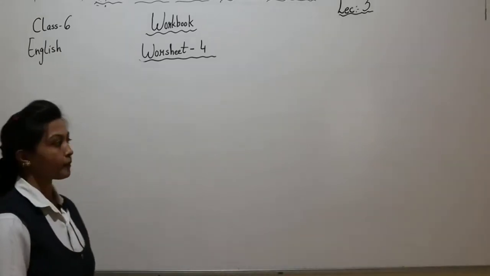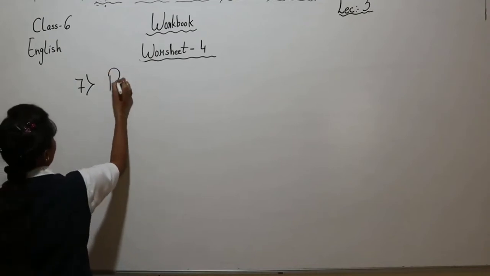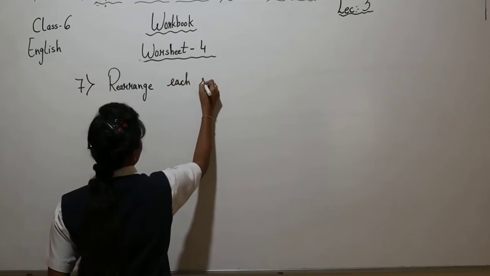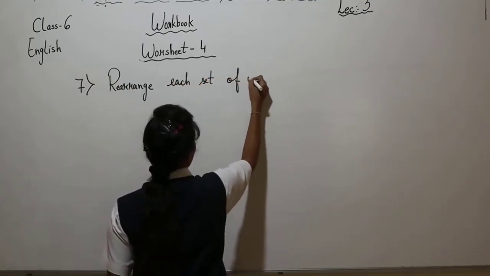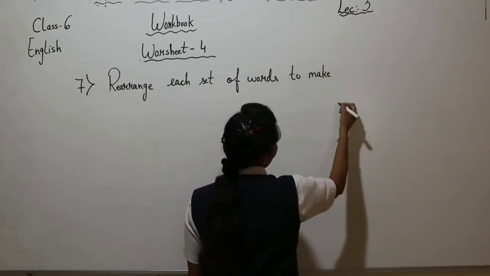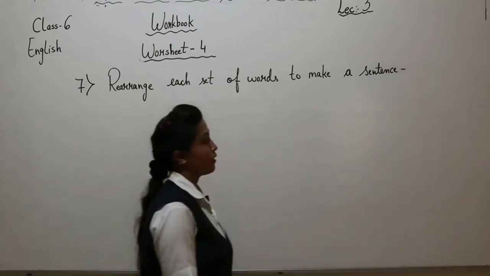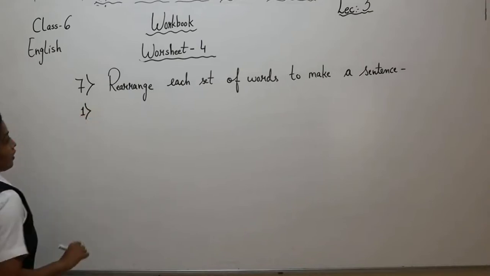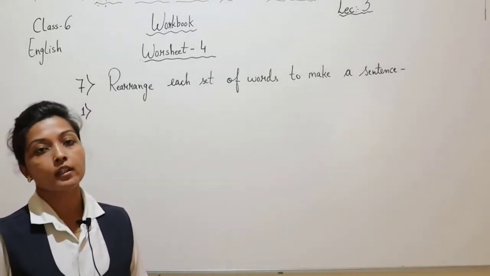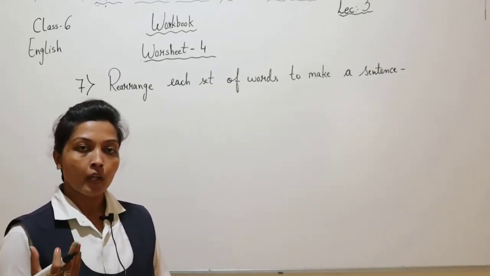Then after, next one: rearrange each set of words to make a sentence. So now in this, groups of words are given, but those groups of words are not arranged in a proper order, or we can say they are jumbled. So what we have to do, we have to arrange them properly so that we can make a meaningful sentence from that.